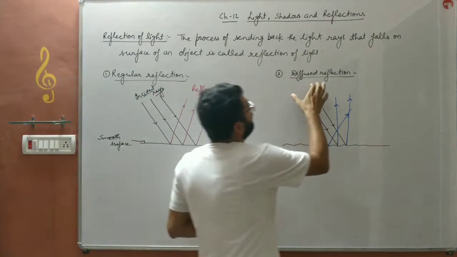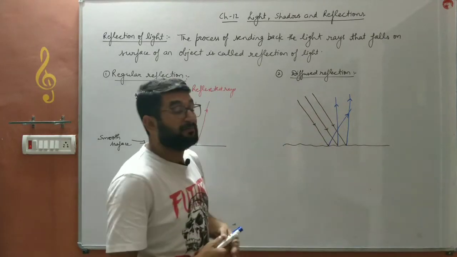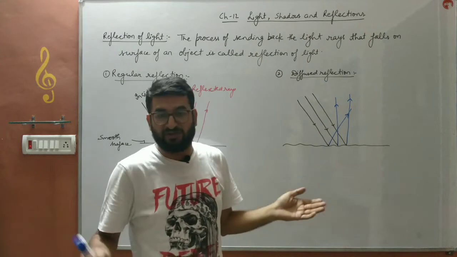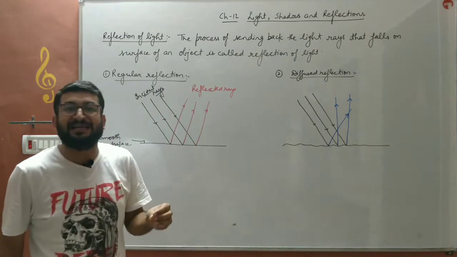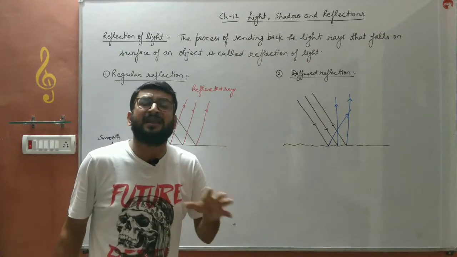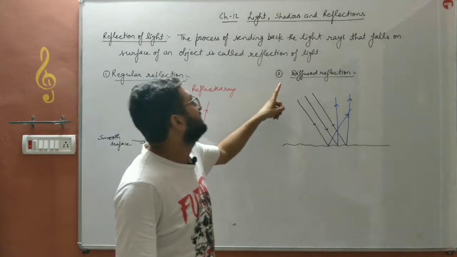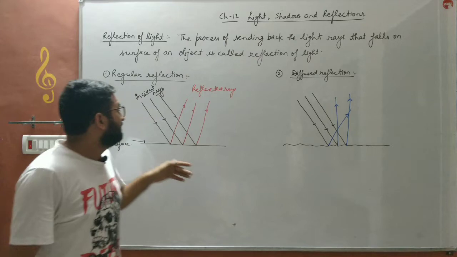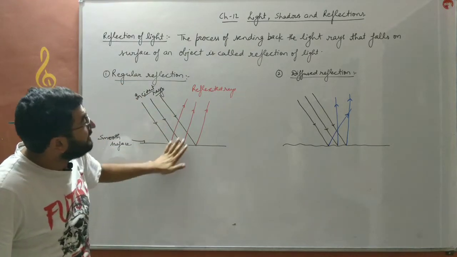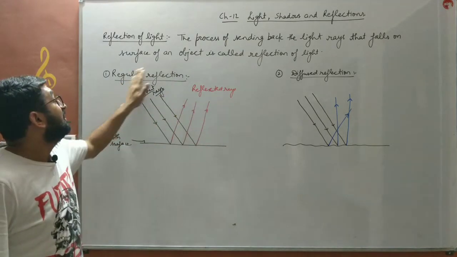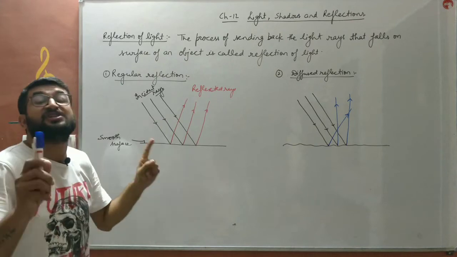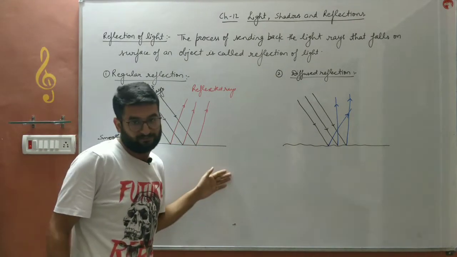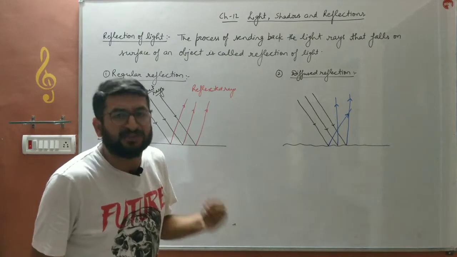Whereas diffused reflection is when the parallel beam of light which comes moves in random directions, reflecting or bending back in random directions in an irregular manner. That is known as diffused or irregular reflection. Children, when a parallel beam comes and reflects in parallel, it is called regular reflection. The necessary condition for it is that the surface must be smooth, without irregularities.